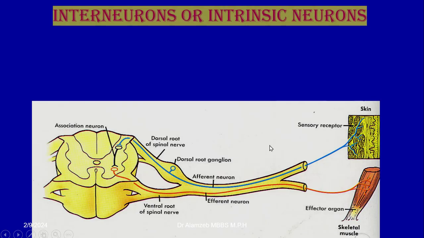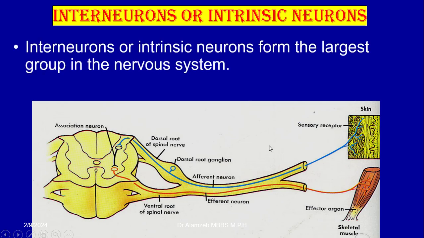Interneurons or intrinsic neurons form the largest group in the nervous system. They form connections between sensory and motor neurons. Here you can see this is a sensory neuron which enters through the dorsal root ganglia into the spinal cord, and this is the motor neuron which emerges from the spinal cord through the ventral root or anterior root. Between these two neurons, one sensory and the other motor, we have a neuron. This neuron is called the interneuron, which connects the sensory and motor neurons with each other.